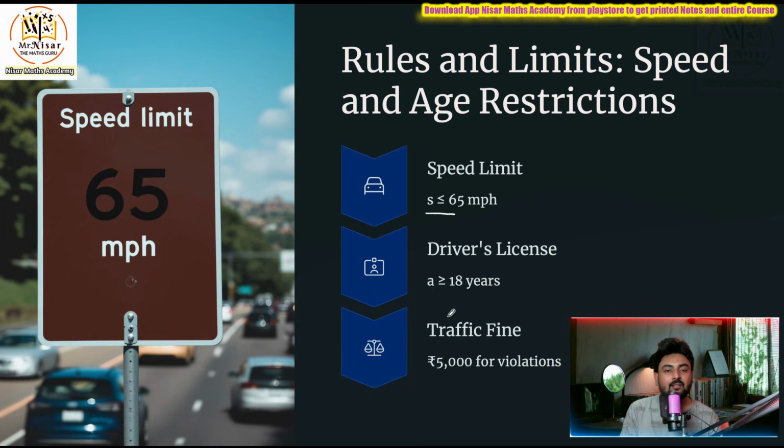Now the driver's license, how will you say it? The age should be either greater than 18 or equal to 18. What are we talking about right now? Inequalities. I hope it's quite clear to you. And for traffic fine, I have written here 5,000 for violation. If these conditions are not satisfied, then you have to pay a fine of 5,000 for violations. I hope you are able to understand the inequalities concept. Let's move ahead to the next example.